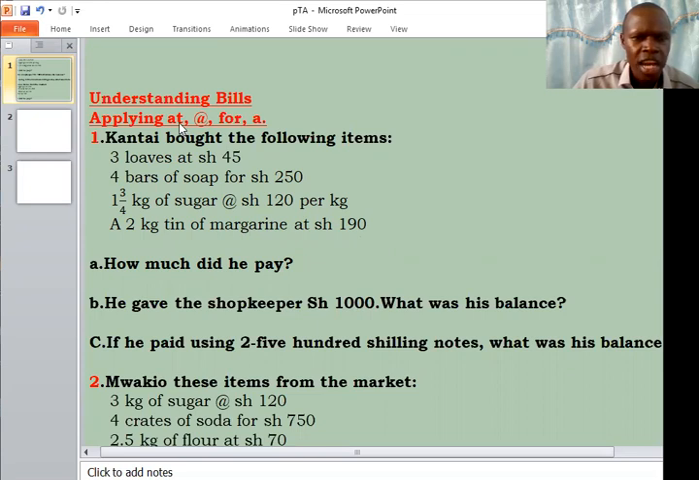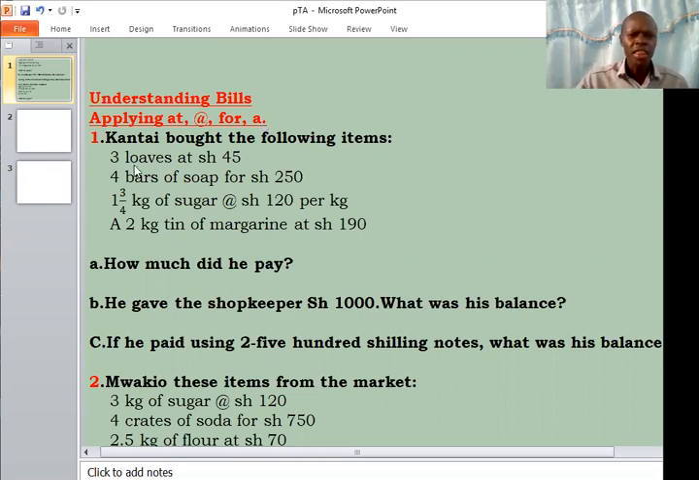Lana, these are the terms I would like you to understand and get their differences well. We have this symbol, and this symbol here is the same as it. They mean the same thing. That means each. And "for" means all. "At" means 1.